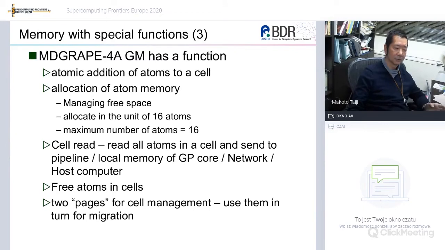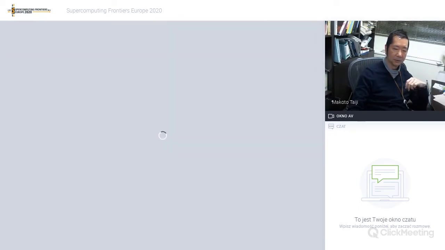And we have a specialized DMA command to read all atoms and send all atoms to the network, where this kind of cell-number-based specification is possible. Anyway, this kind of cell memory can decrease latency in the program.